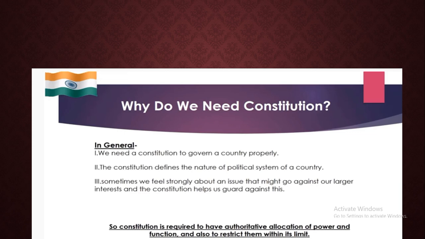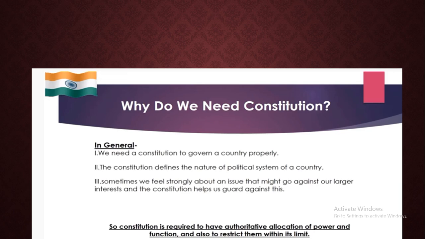Why is India, let us say, different from America? Because the Constitution of India says that India should have a parliamentary system of government, not a presidential form of government. So the Constitution of India defines the nature of the political system of a country.